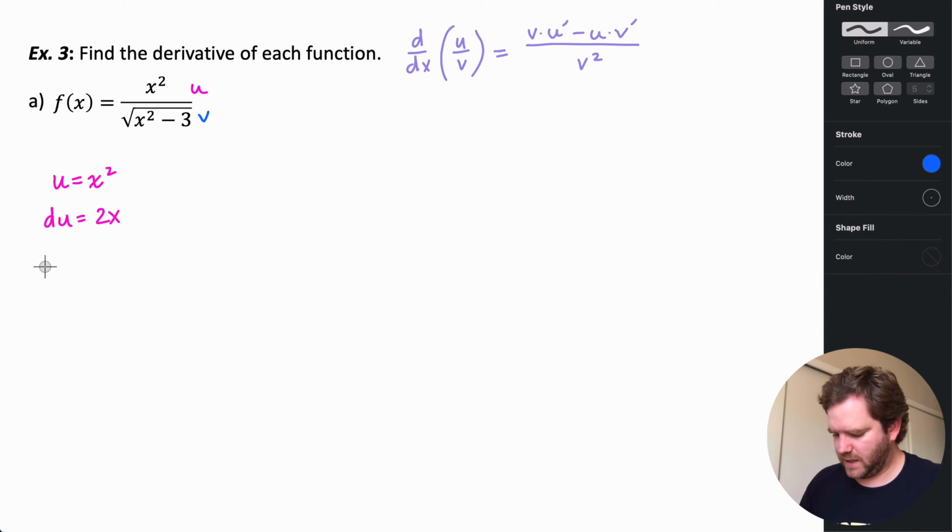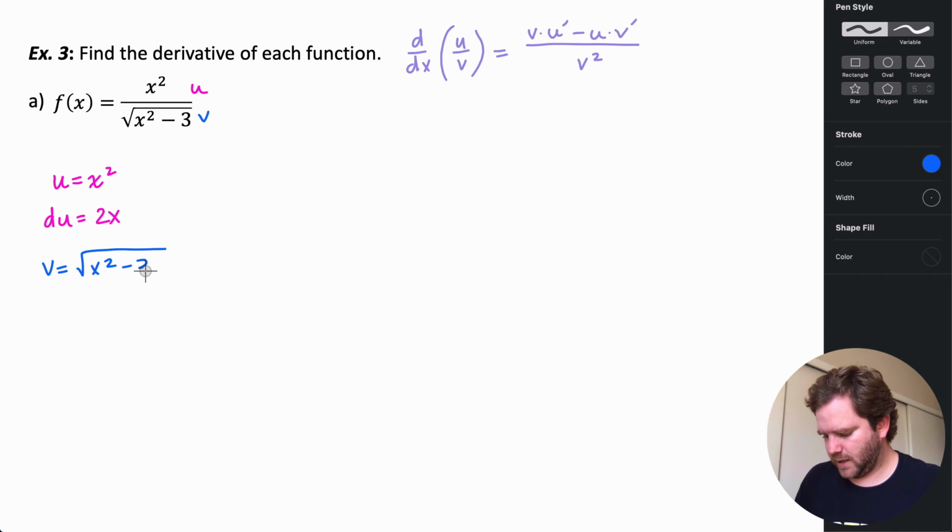Here we have v is the square root of x squared minus 3, which is the same as x squared minus 3 to the 1/2. Now, when I take the derivative of this, I'm going to have to use the chain rule, right? Because the inside is not just a simple x. I don't know how to take the derivative of this to the 1/2 power. It's not just x, it's x squared, and then there's something else tacked onto it. So I'm going to have to use the chain rule on this part.